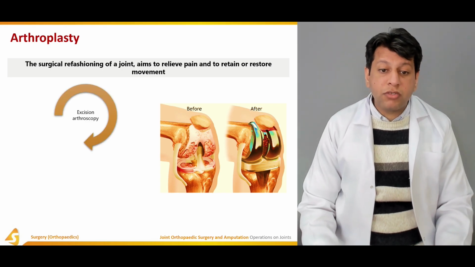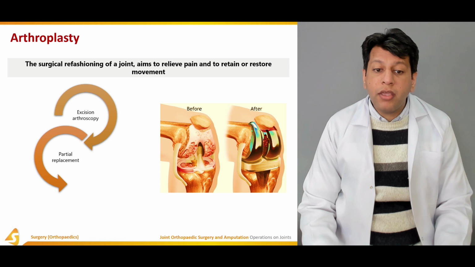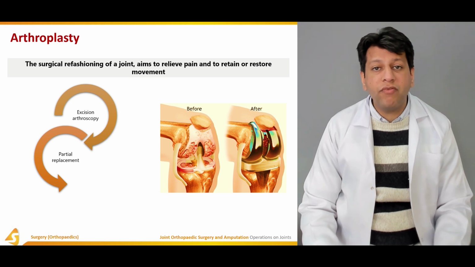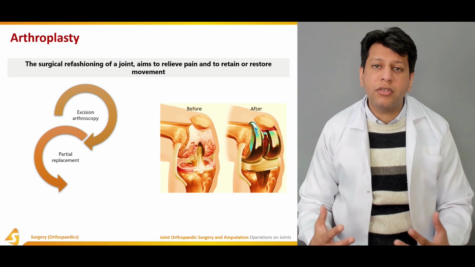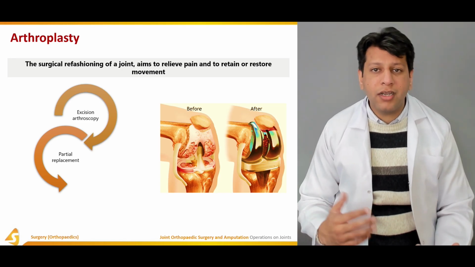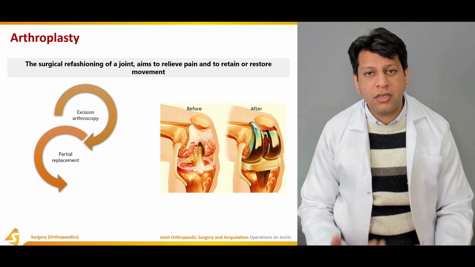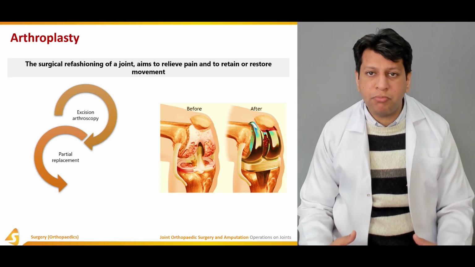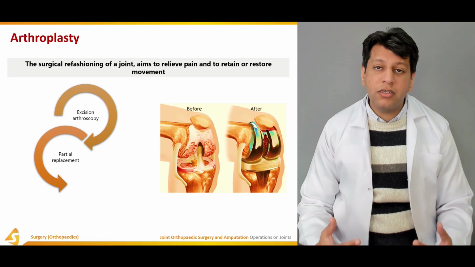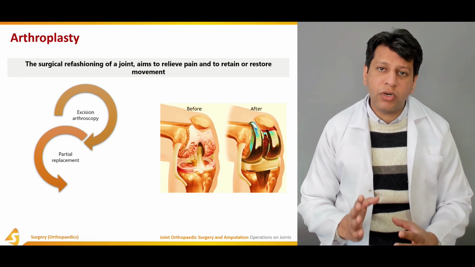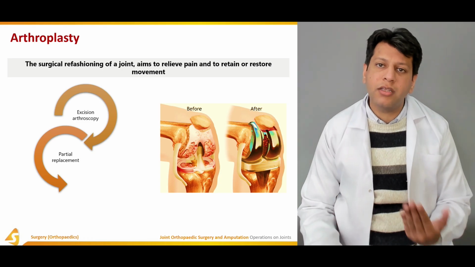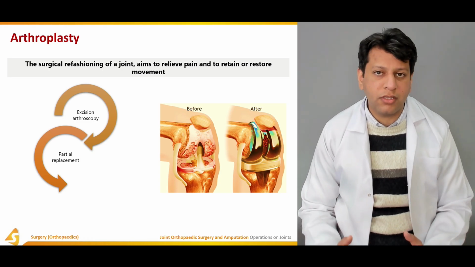So this could be through excision arthroplasty. A partial replacement is when only one condyle is replaced. For example, if the patient has genu varum or genu valgum, that is, increased knock knees or bow legs, certain loading patterns result in one condyle, either the medial or the lateral condyle, being affected more than the other.